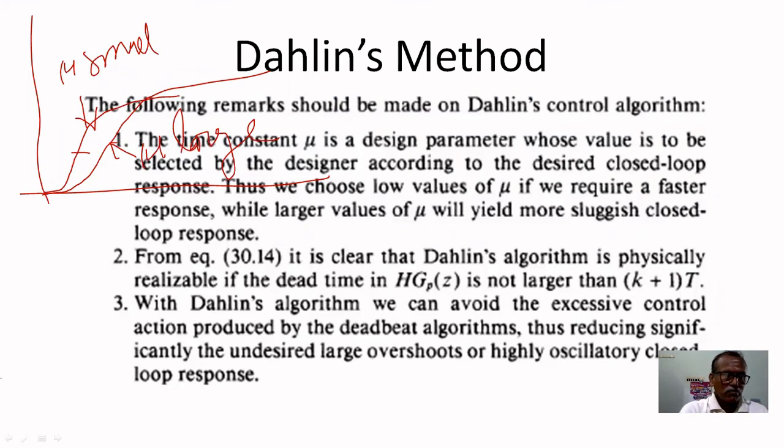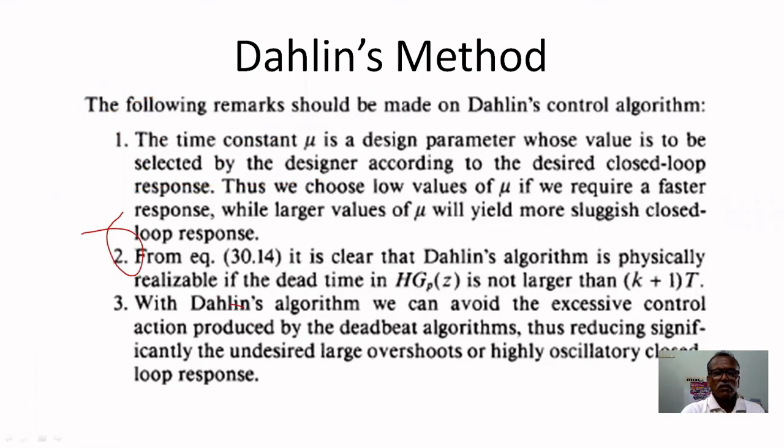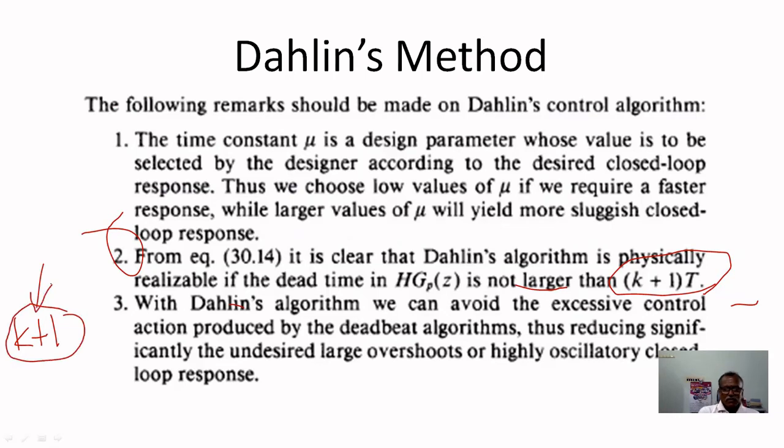The second point about Dhalin's controller is that it is clear that Dhalin's algorithm is physically realizable if the dead time is not larger than (k plus 1)T. If the dead time is greater than (k plus 1)T, then the system will be physically unrealizable. So we have to ensure that the dead time is less than (k plus 1)T.